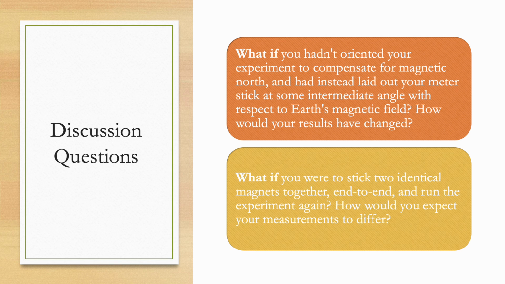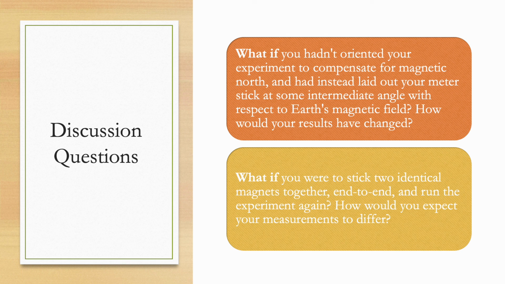What if you hadn't oriented your experiment to compensate for magnetic north and had instead laid out your meter stick at some intermediate angle with respect to the Earth's magnetic field? How would your results have changed? Well, my results would have been off because of interference from the Earth's magnetic field. This would have led to inaccurate results for both parts of the experiment.